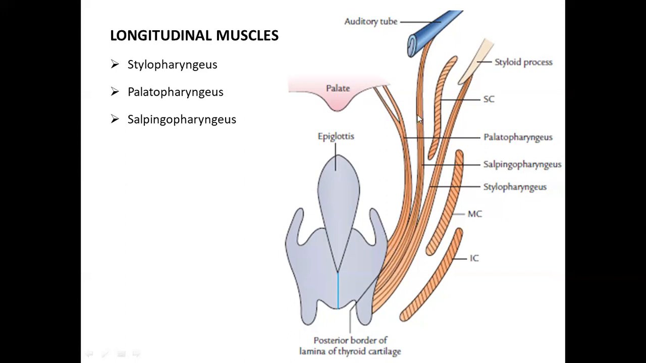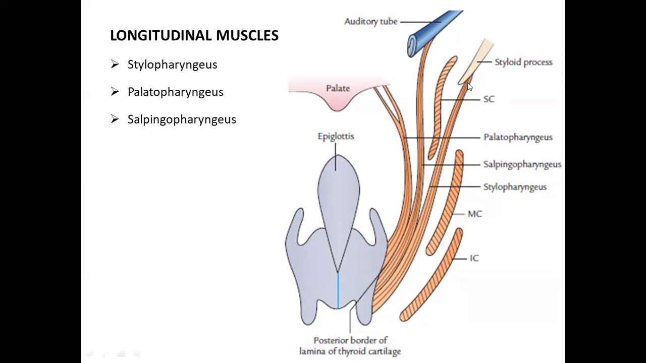Then we have the salpingopharyngeus, which arises from the lower border of the auditory tube and inserts into the thyroid cartilage. These two muscles, the palatopharyngeus and the salpingopharyngeus, are supplied by the cranial root of the accessory nerve via the pharyngeal plexus. Okay.